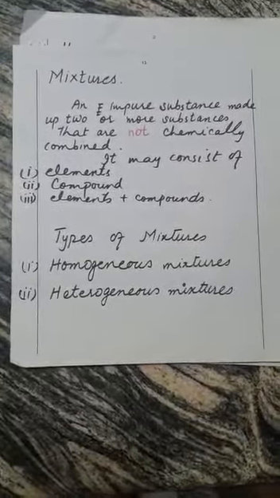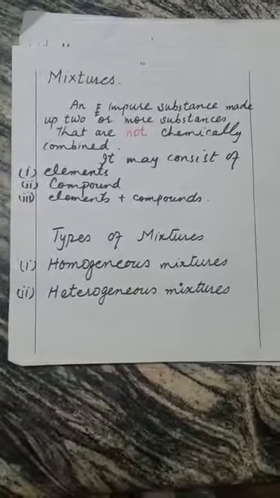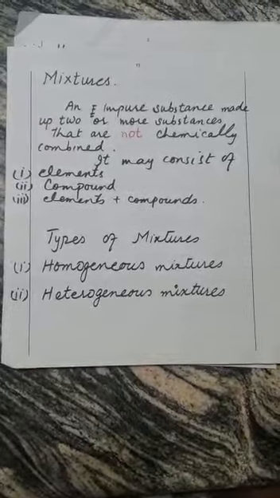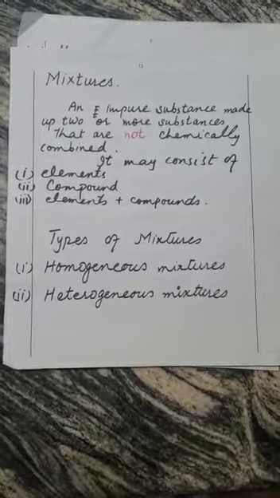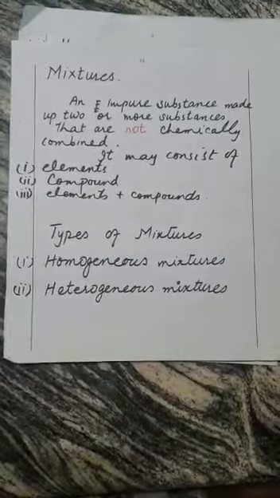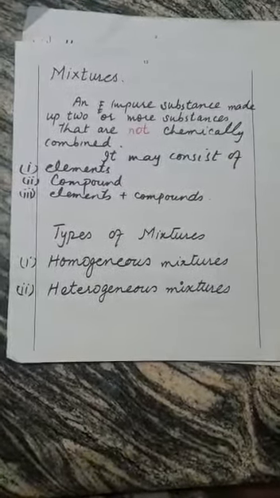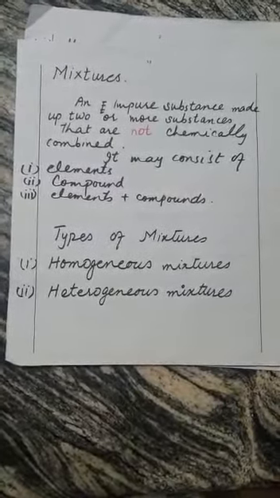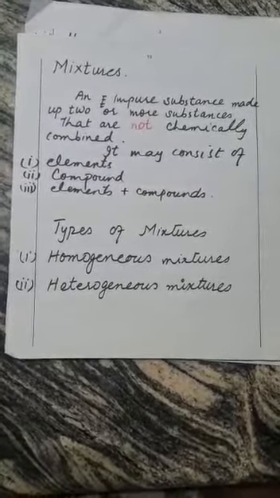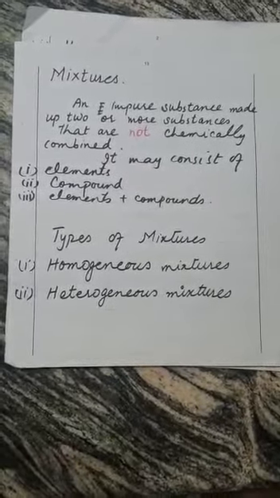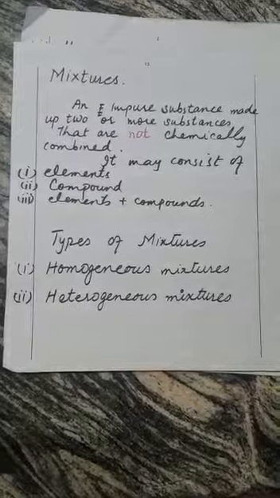So compounds are pure in nature, whereas mixtures are impure in nature. Similarly, compounds are formed by the chemical combination of elements, whereas mixtures are formed by the physical combination of different substances. In compounds, there is a fixed ratio. However, in the case of mixtures, there is no fixed ratio of substances. In the next lecture, inshallah, we will discuss some more differences between compounds and mixtures.